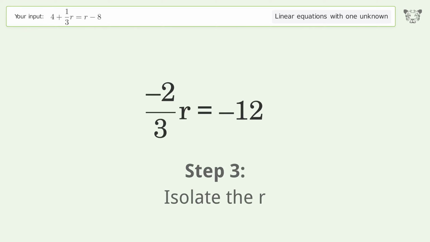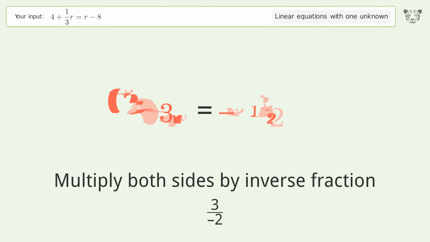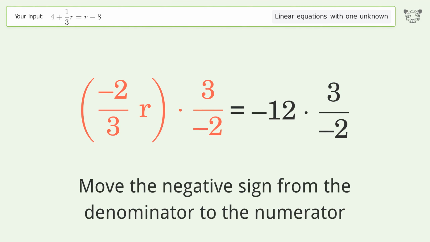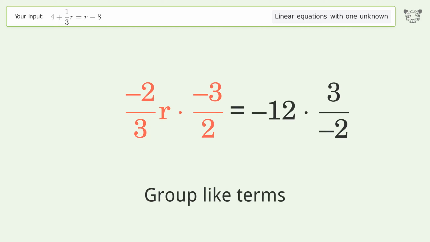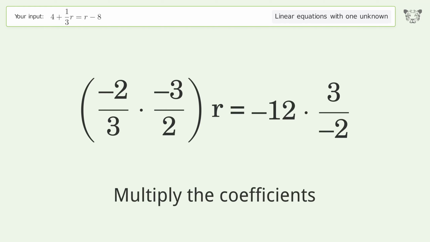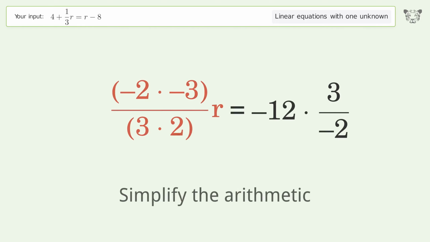Isolate the r. Multiply both sides by inverse fraction 3 over -2. Move the negative sign from the denominator to the numerator. Group like terms. Multiply the coefficients. Simplify the arithmetic.